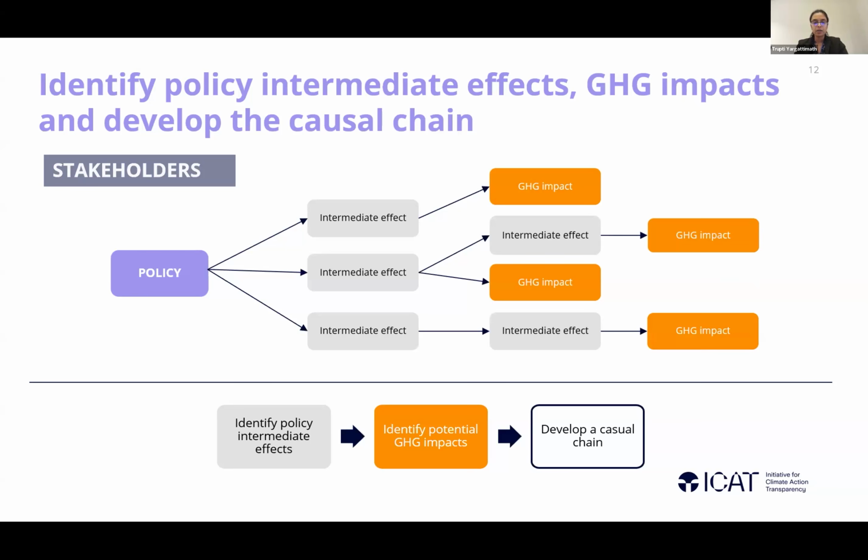At the same time, the methodology highlights when it is important to engage relevant stakeholders to identify intermediate effects. This could include, for example, changes in behavior, in technologies, in processes, or practices that would ultimately lead to GHG impacts. The final step is to develop the causal chain, which maps the sequence of cause and effect relationships, showing how the policy ultimately leads to GHG impacts. And in the slide here, you can see a generic example of how a causal chain would look.